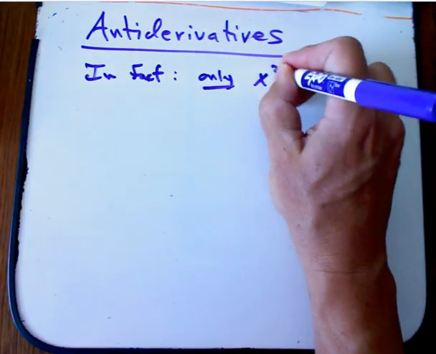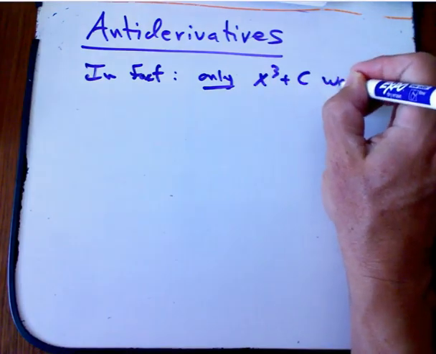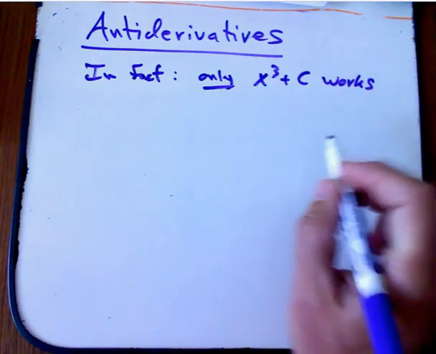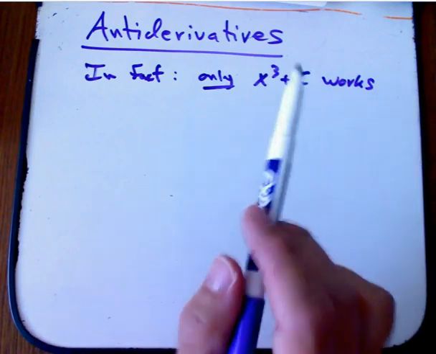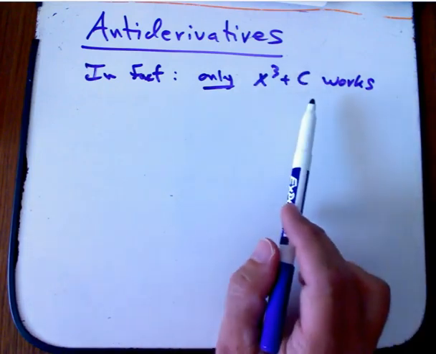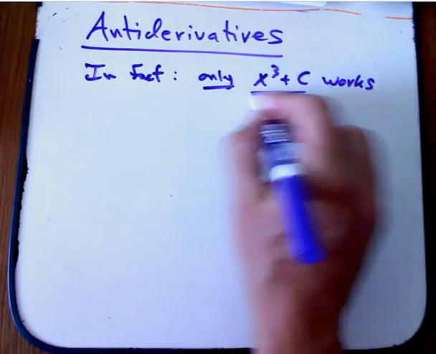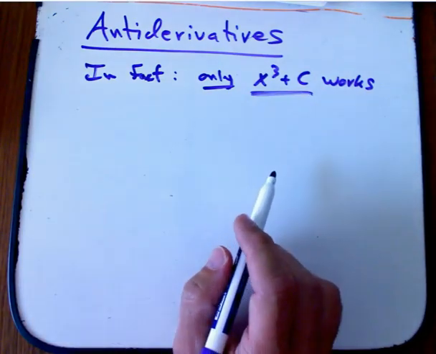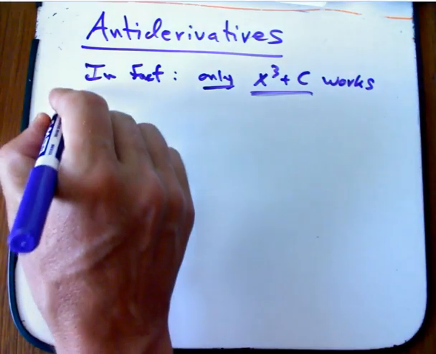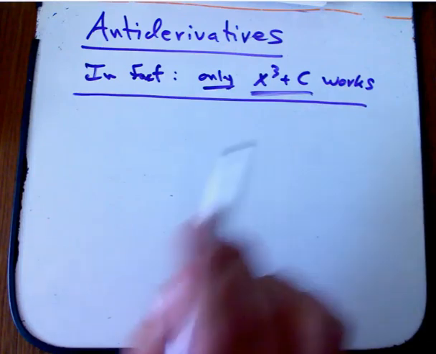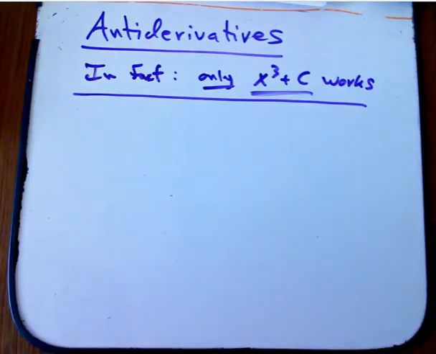In this case, only x cubed plus some constant works. So there is some ambiguity, there isn't a unique answer, but we have precise control over all the possible answers. So these are all the possible antiderivatives of 3x squared. And so we're going to need to really justify that and see why we would believe that. So let's keep going with some more examples.